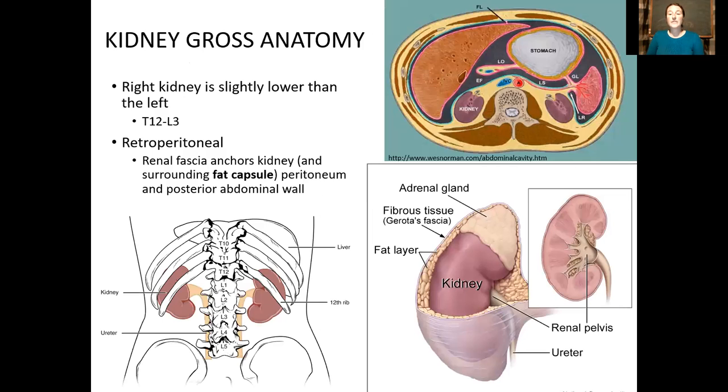Okay. The primary functional organs of the urinary system are the kidneys. Your kidneys are pretty much plastered all the way up against the back of your abdominopelvic cavity. Here we can see the posterior side of the body. Down here at T12 to about L3, we have the kidneys, and they are actually retroperitoneal.